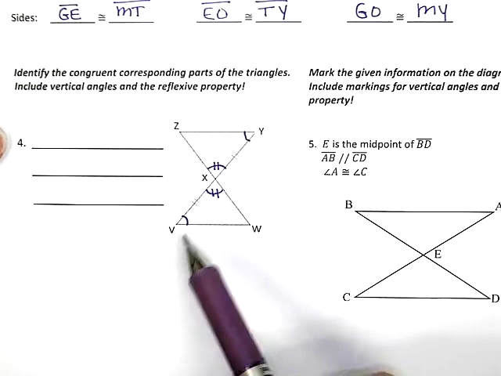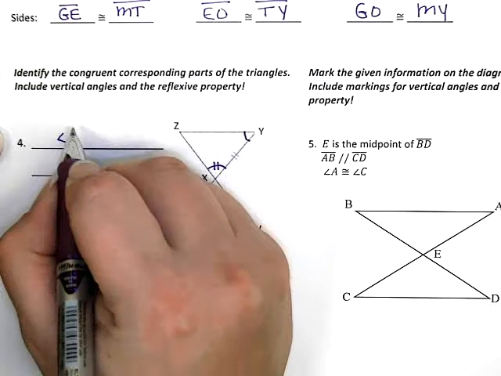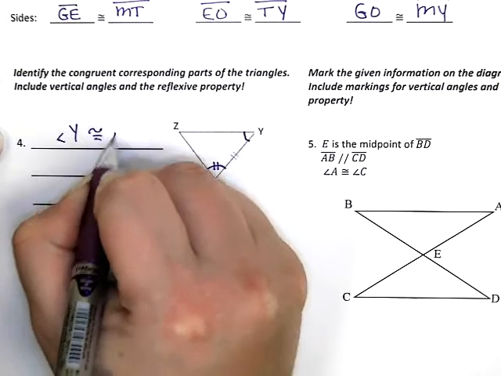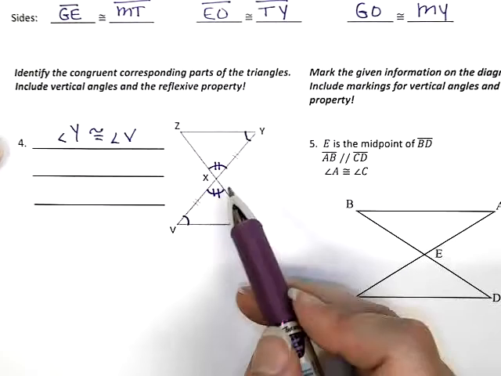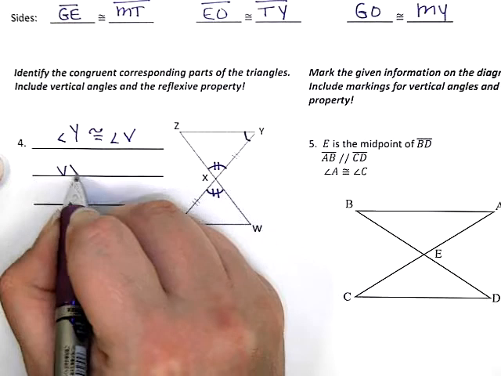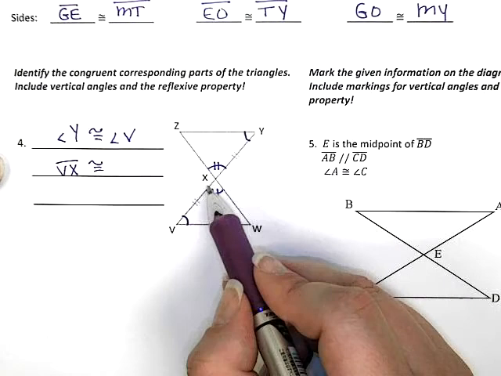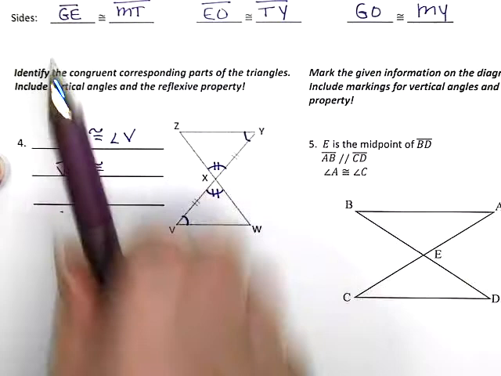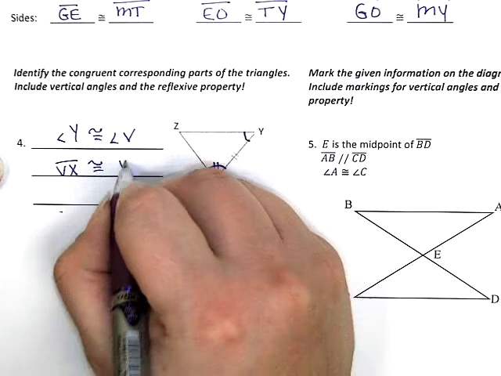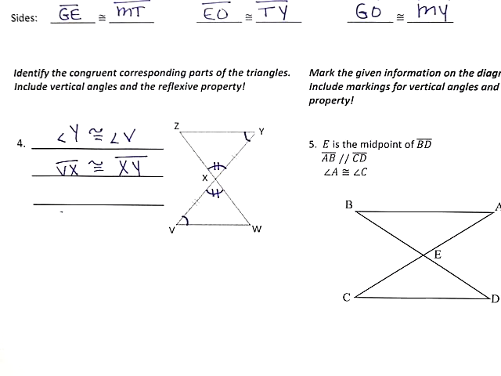All right, so I want to name my congruent stuff here. Well, let's start with the easy stuff. Angle Y is congruent to angle V. That was already marked for me. And let's see, YX and VX are congruent. That was also marked for me. Whoops, VX and XY, sorry. Okay, and then the last thing that's congruent are those vertical angles that we marked.